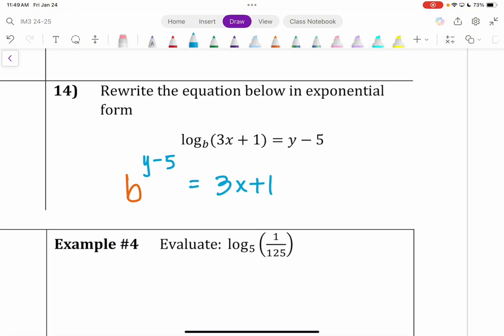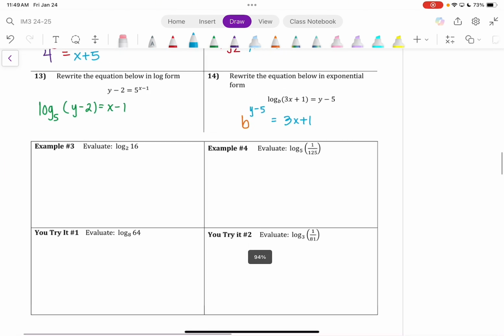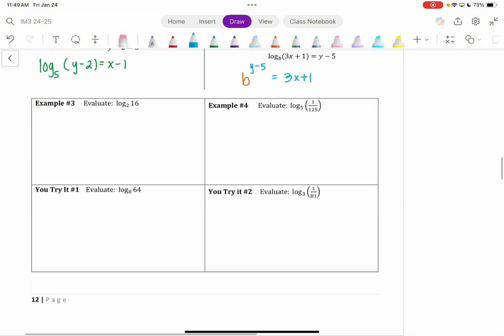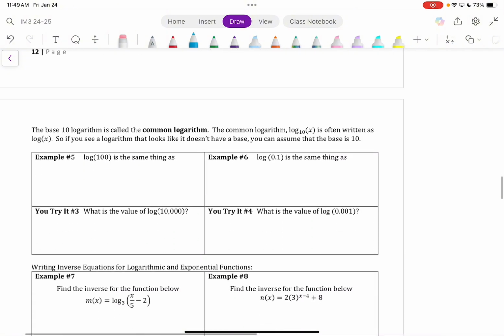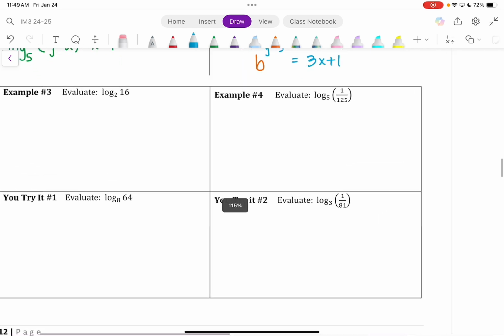So overall, it's not too complicated, switching back and forth between the two forms. We're going to go ahead and look at examples 3 and 4, and then let's see, where would be a good time to take our break? I think we'll finish this page and then we'll take our break.